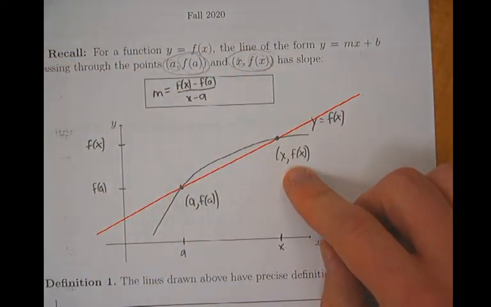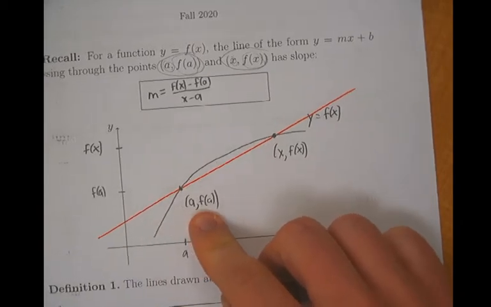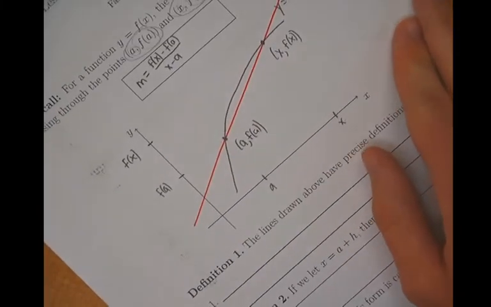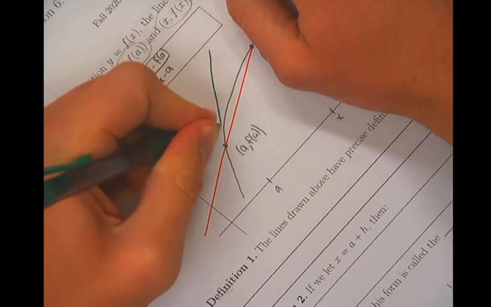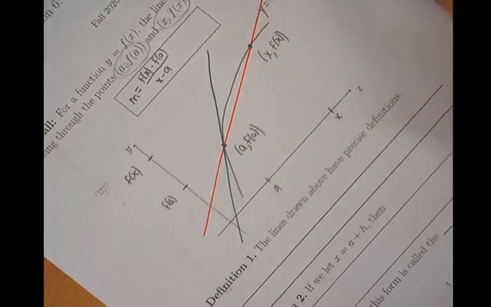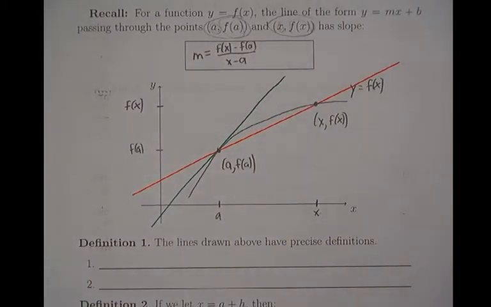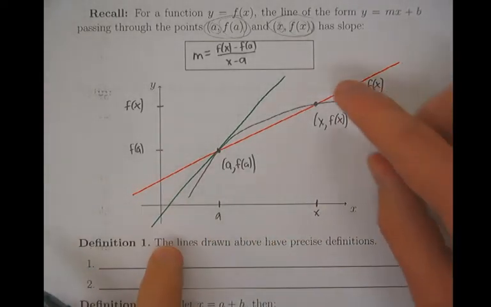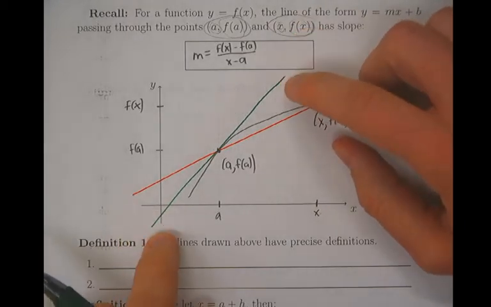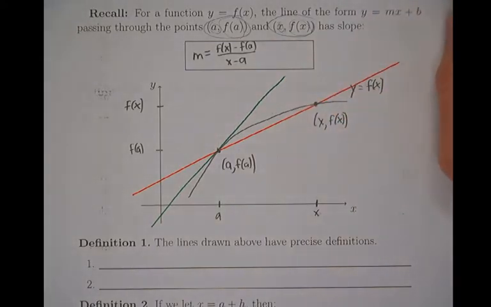That's the first line that I wanted to talk about. Now the other line is going to just touch this point here on the graph. It's going to look something like this. So here's what we have: one line passing through 2 points on the graph, and one line touching just 1 point around x equals a.